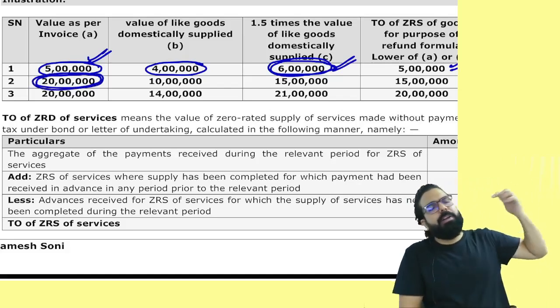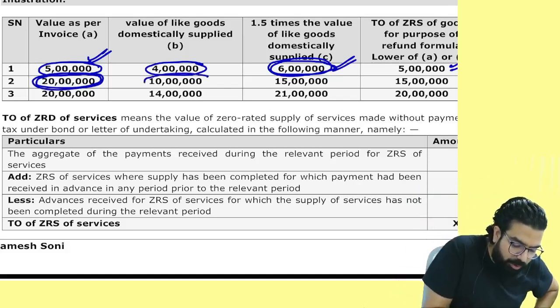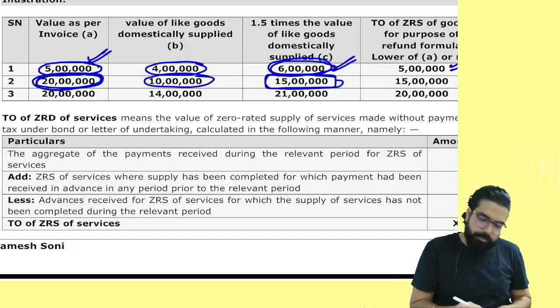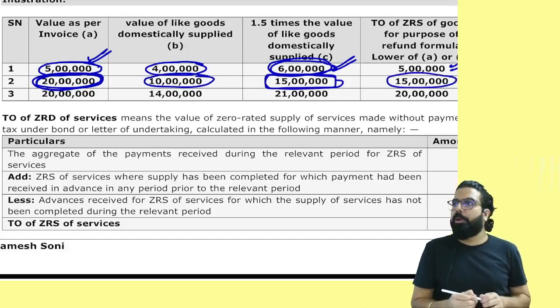Sir, domestically I am supplying as per the invoice. Sorry, value as per the invoice is 20 lakh. Domestically, these goods are sold at 10 lakh. It means how much you can show maximum? But you have shown already 20. What to do? 15 lakh will be taken. Is my point clear to all?